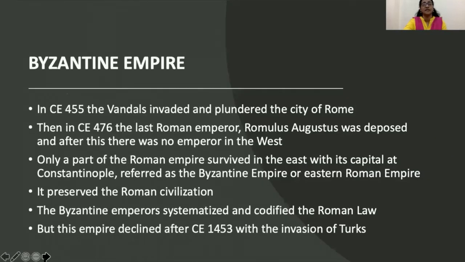Now we will learn about the Byzantine Empire. In CE 455, the Vandals invaded and plundered the city of Rome. Then in CE 476, the last Roman Emperor Romulus Augustus was deposed, and after this, there was no emperor in the West. Only a part of the Roman Empire survived in the East, with its capital, Constantinople, referred to as the Byzantine Empire or Eastern Roman Empire. It preserved the Roman civilization. The Byzantine emperors systematized and codified the Roman law. But this empire declined after Christian era 1453 with the invasion of Turks.